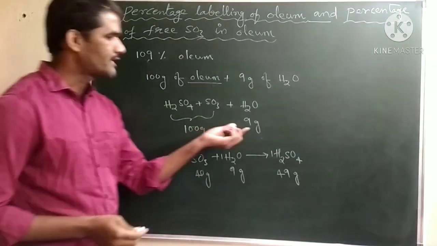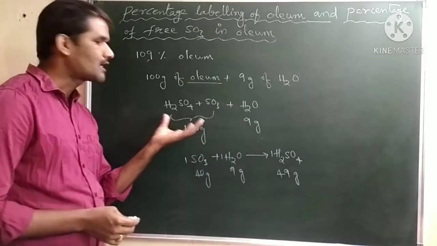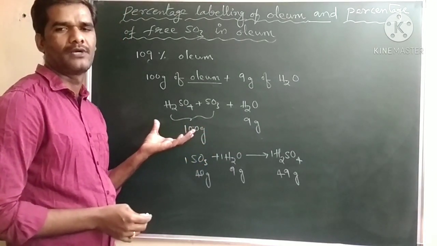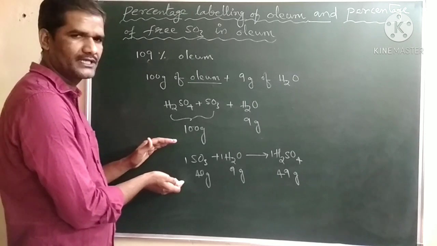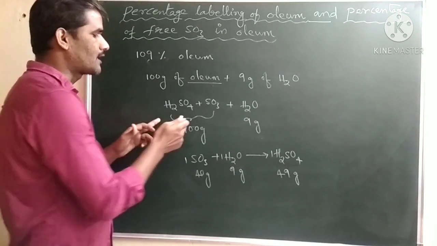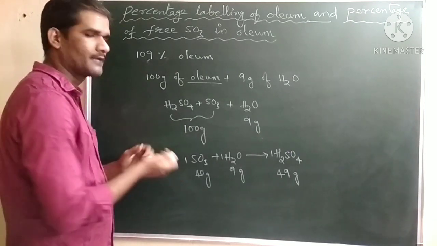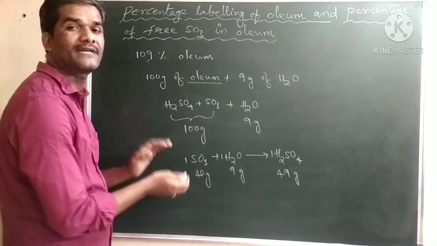Now here, this 9 grams of water gives the information of how much SO3 is there in the oleum. How much SO3 is there? 40 grams of SO3 is there. Where? In a 100 grams oleum sample. In 100 grams, 40 grams of SO3 is there. That is freely available.